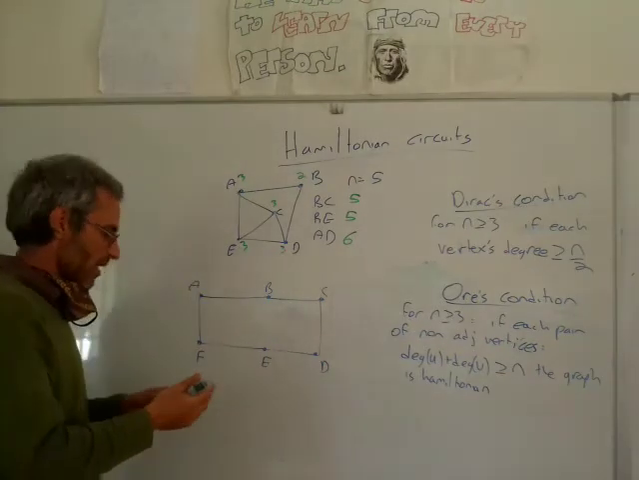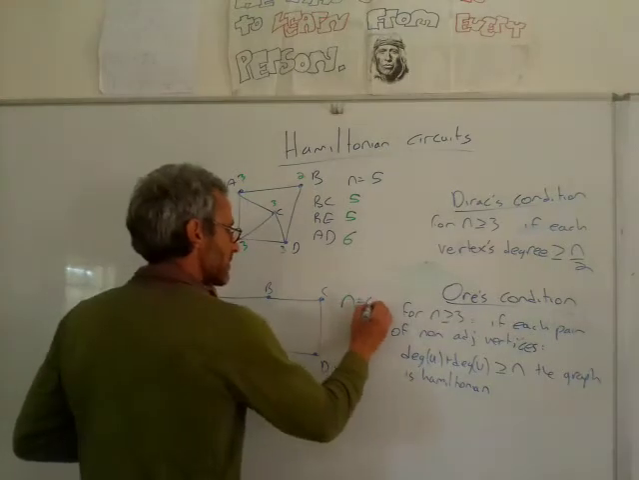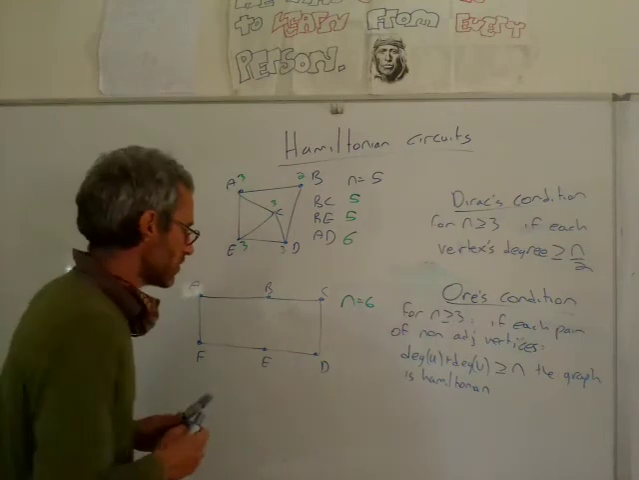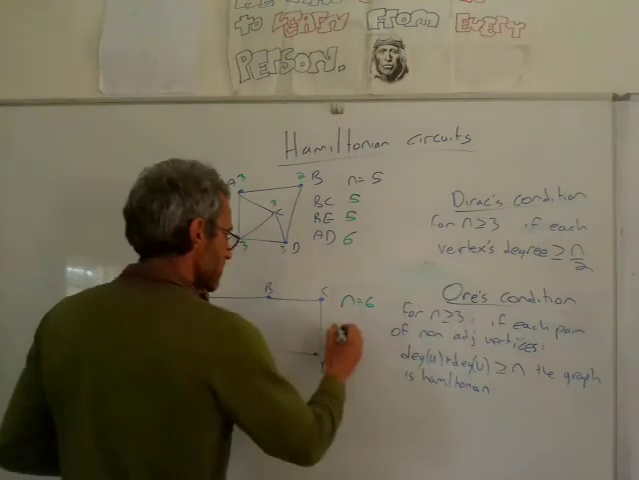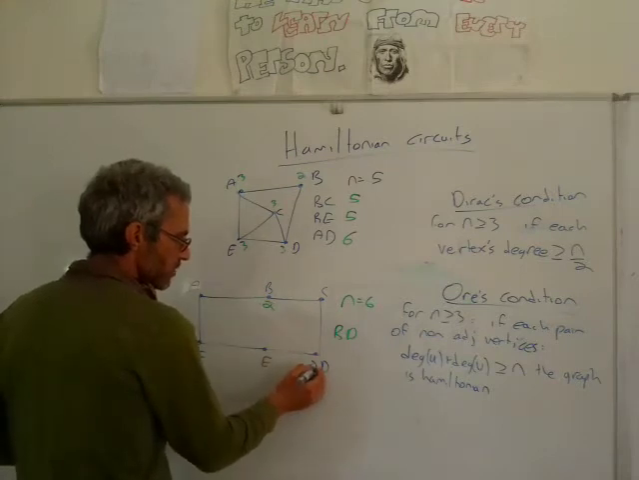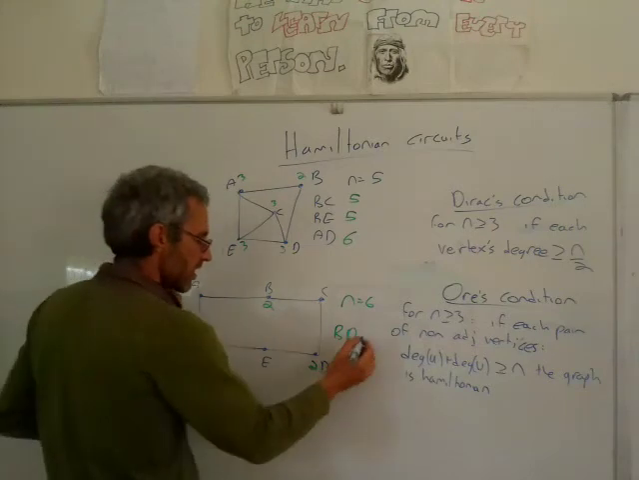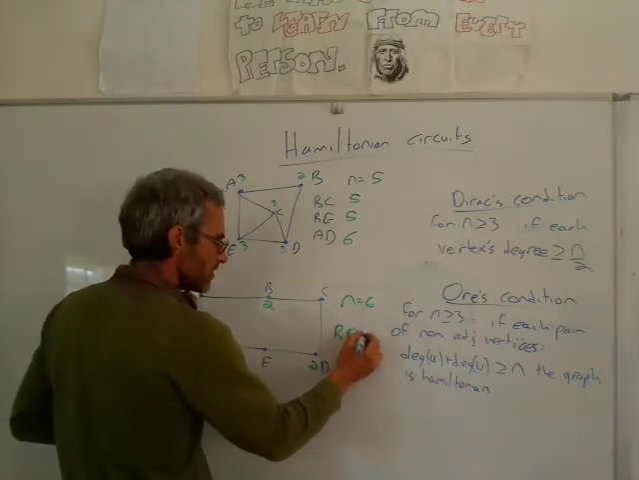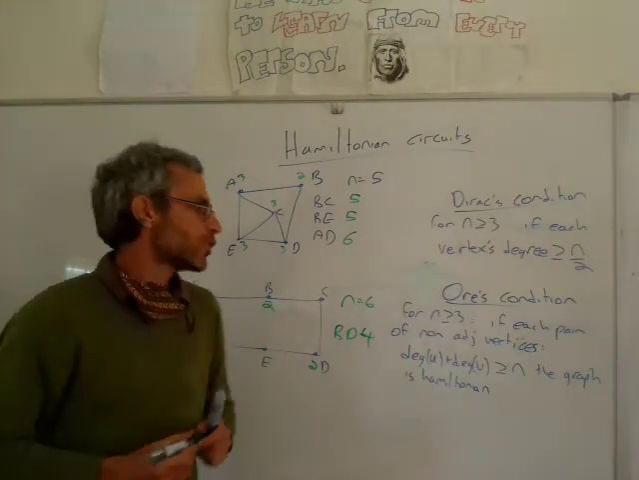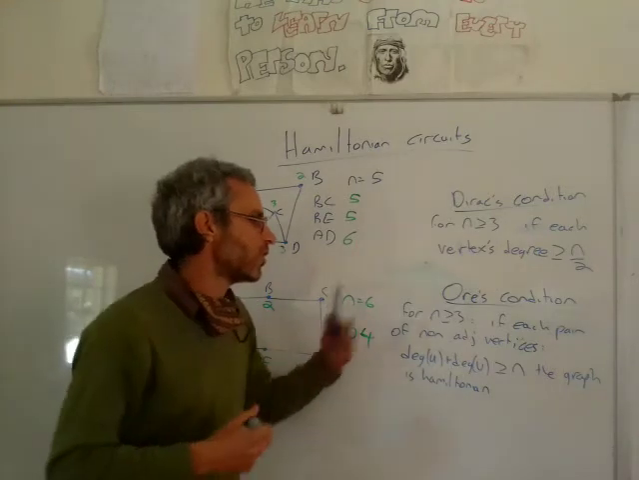So over here, in this case, I have 1, 2, 3, 4, 5, 6, so n equals 6. Now let's just choose one pair of non-adjacent vertices. Let's look at B and D. The degree of B is 2. The degree of D is 2. So the sum of the degrees of those two non-adjacent vertices is 4. Now 4 is below 6, so Ore's theorem does not guarantee that we have a Hamiltonian circuit. It does not fulfill Ore's condition.